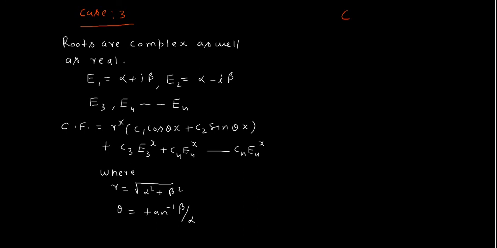Case 4. If we discuss case 4, it means a complex root is also repeated, meaning there is an involvement of real as well as complex roots, but the complex root is also repeated. So if the complex root is repeated, then there will be either 4 roots or 8 roots like this. So here we assume that e1, e2, e3, e4 are the roots.